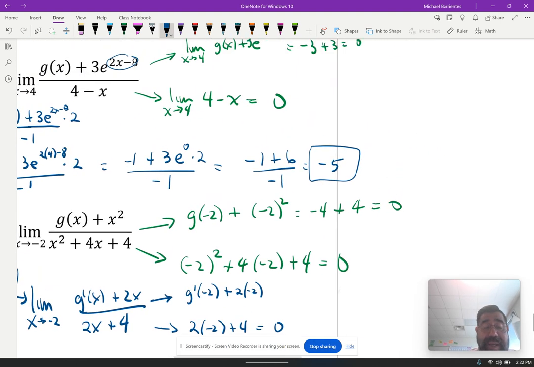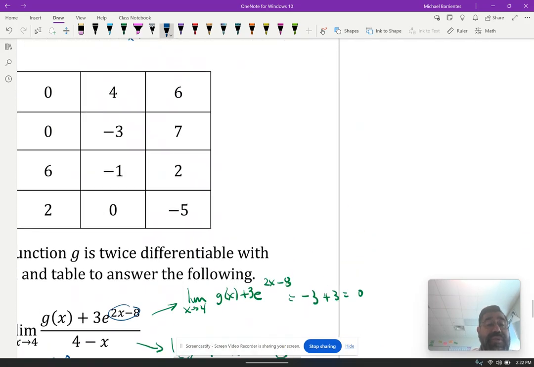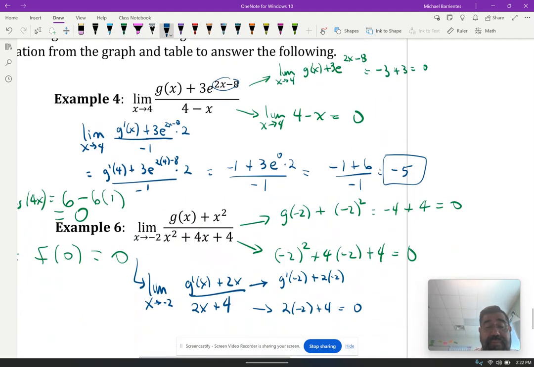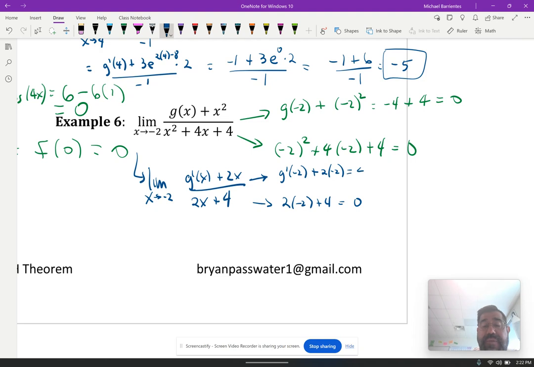And g prime at negative 2, let's see. Now we're looking at g prime at negative 2 is 4. So this equals 4 plus 2 times negative 2, that's negative 4. Uh-oh. I did L'Hopital's rule. We did it correctly. We found the derivative of the top and the derivative of the bottom, took the limit again, and I still get an indeterminate form. What do I do?